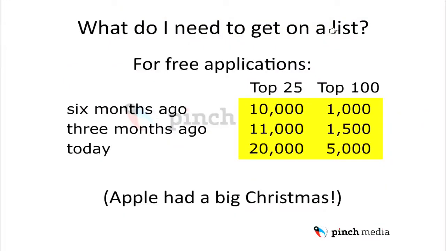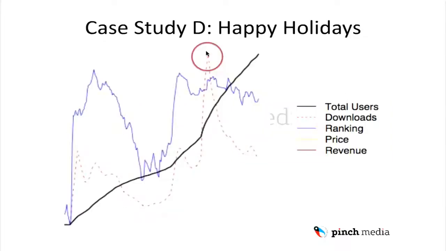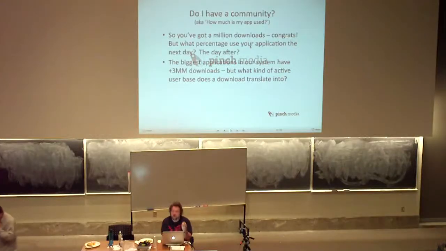The reason I wanted to bring this deck up is they have the most currently available data, right? What do you need to get on a list for free applications, top 25 versus top 100, downloads during the holidays? They believe that 50% of all sales in the App Store are from games.